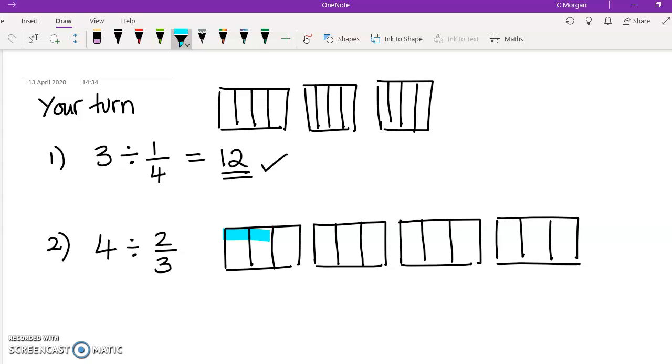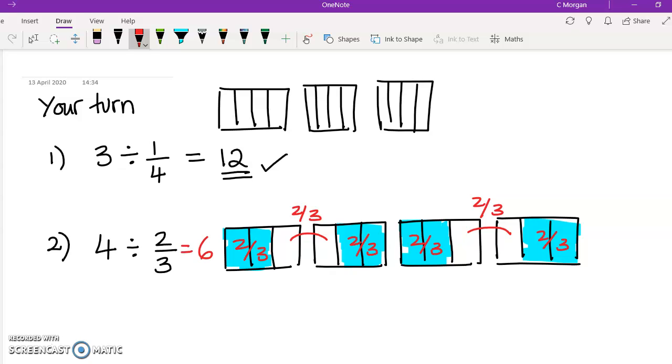I'm going to grab my highlighter. I'm going to highlight my 2/3 here. I'm going to highlight another 2/3 here. I'm going to highlight another 2/3 here. And I'm going to highlight another 2/3 there. And I've got 2/3 here. I'm going to join these 2 to make that 2/3. I've got another 2/3 there and there. Another 2/3 there and 2/3 at the end. I've got 1, 2, 3, 4, 5, 6 lots of 2/3. So 6 is the answer to my question.